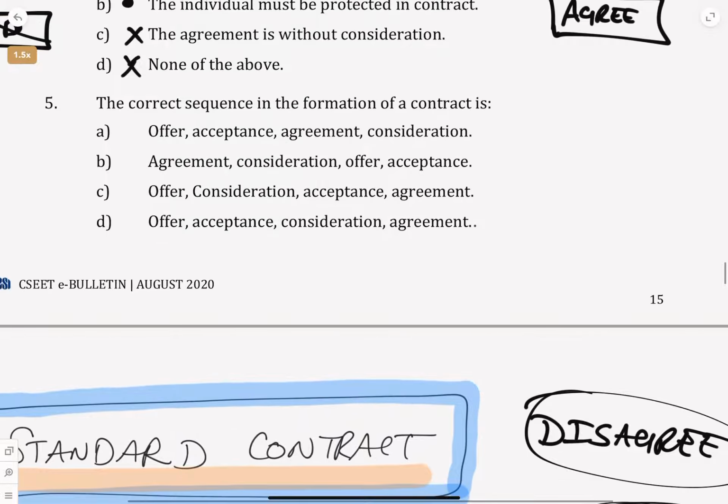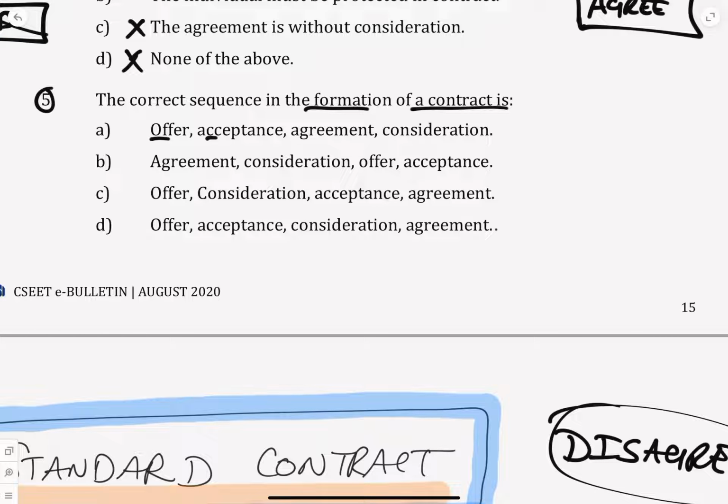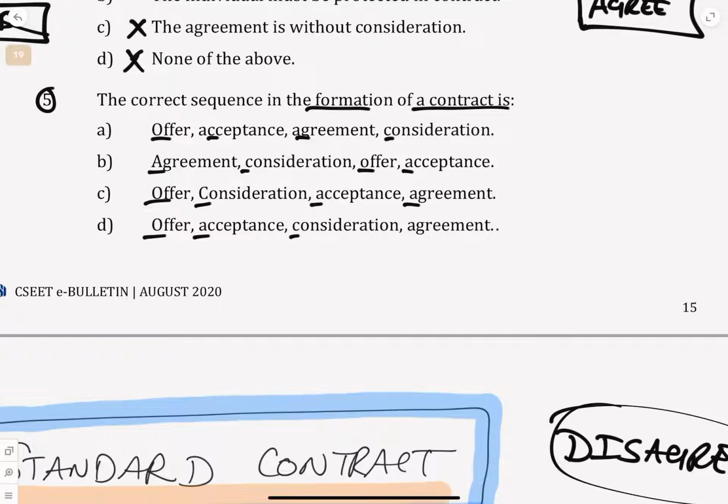Next, again related to contracts. The correct sequence in formation of contract is dash. Offer, acceptance, agreement, consideration, first option. Then we have agreement, consideration, offer, acceptance. Offer, consideration, acceptance, agreement. Then offer, acceptance, consideration, agreement. So we know that first thing offer should come, so this cannot be the answer. The second thing acceptance should come, so this also cannot be the answer.